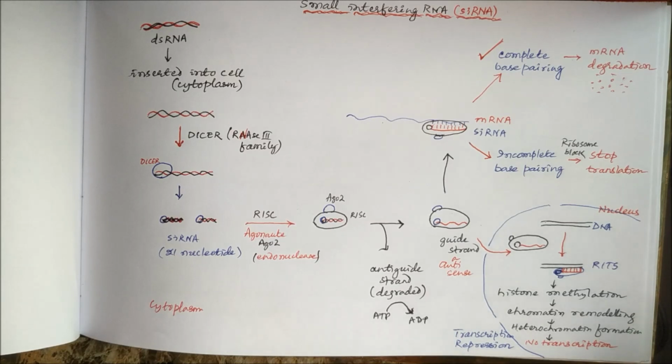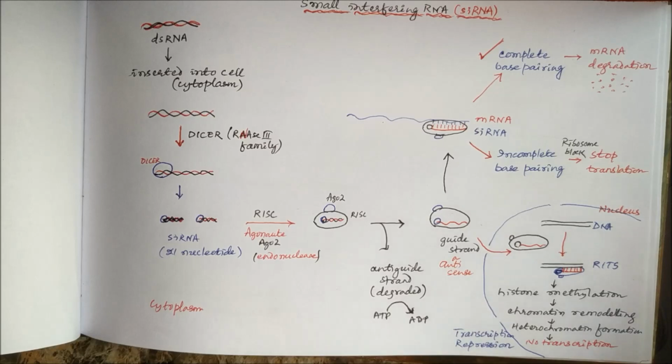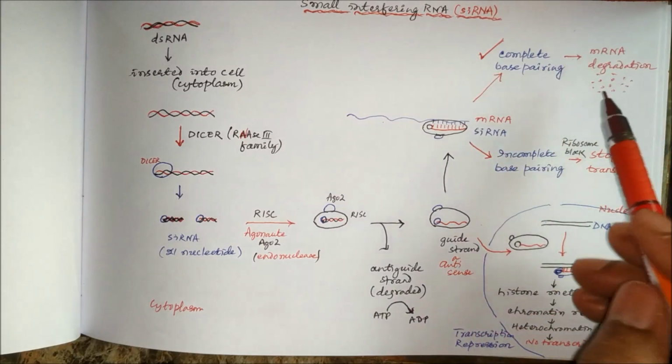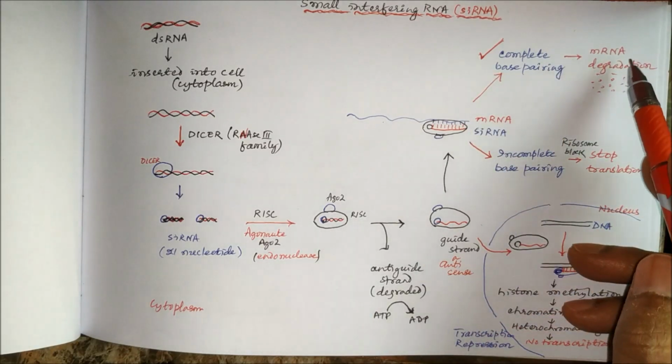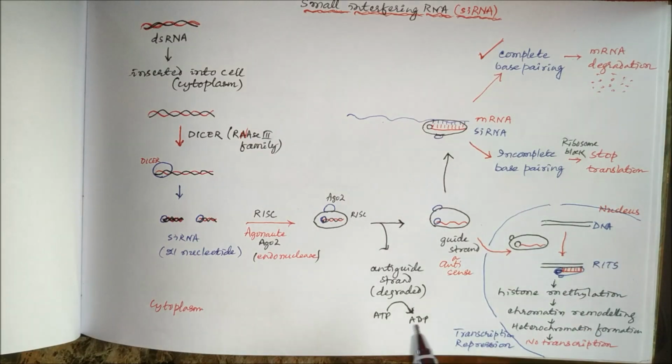Then there will be transcription repression. So small interfering RNA does mainly one, mRNA degradation, and number two, transcription repression.